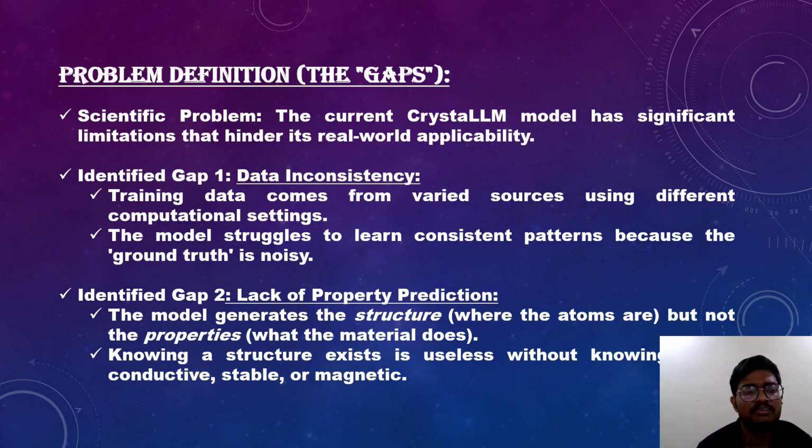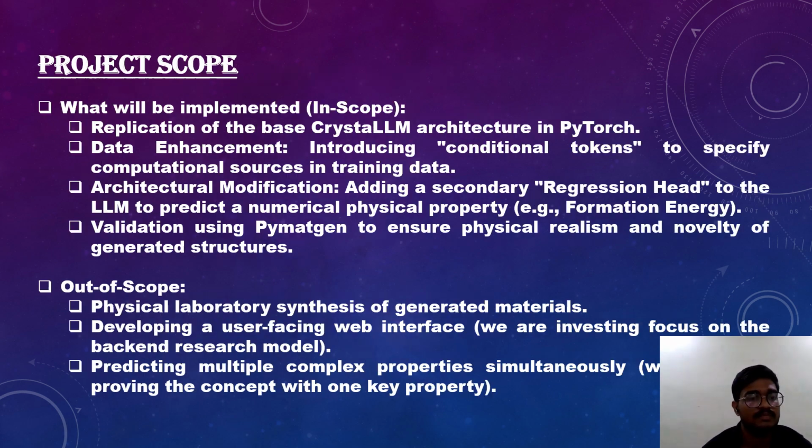The second problem is the lack of property prediction. The model can generate the structure of a material, which tells us how atoms are arranged, but it does not tell us any important physical properties such as stability, energy, or magnetism. In real-world material discovery, scientists need both the structure of a material and its properties. Without knowing the properties, it is difficult to decide whether the generated material is useful or practical for a real application.